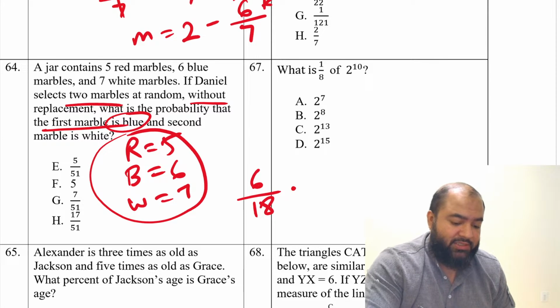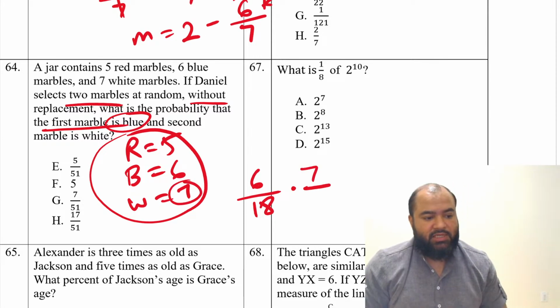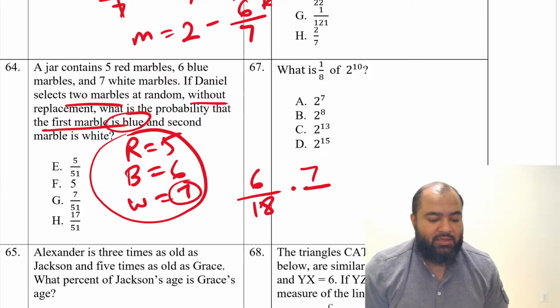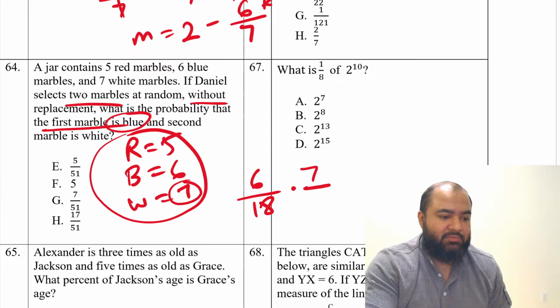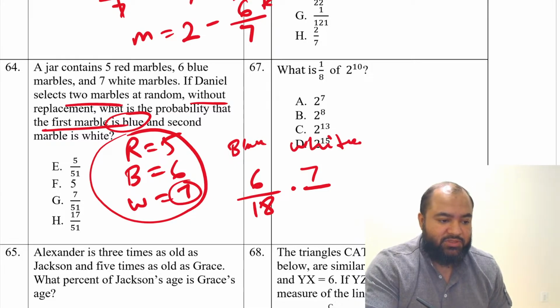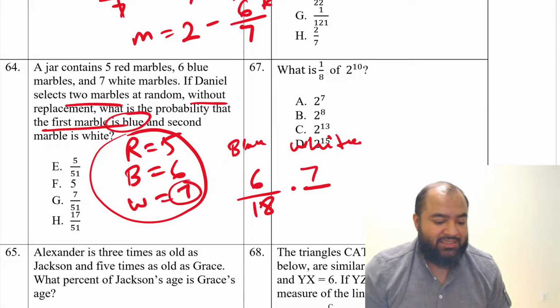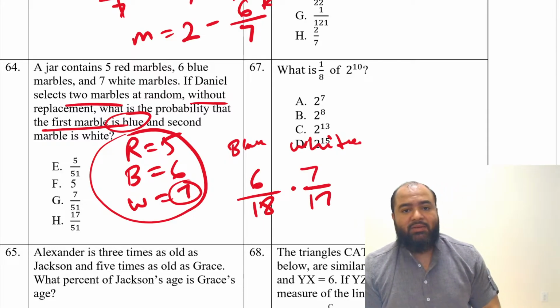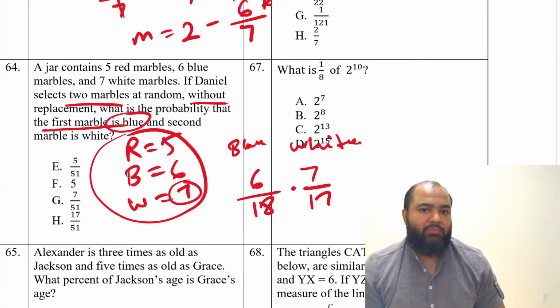Now what is the probability of getting a white? That's going to be 7 out of what? Tell me, somebody on the chat. This is the second pick. The first pick is 6 out of 18 for blue. The second one has to be white. What is the probability of getting white? 7 out of what? 17. Very good, Ginny. So 17, because the last marble he picked, he didn't put it back.